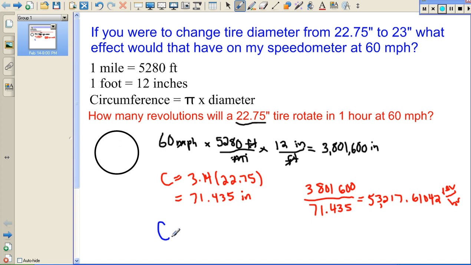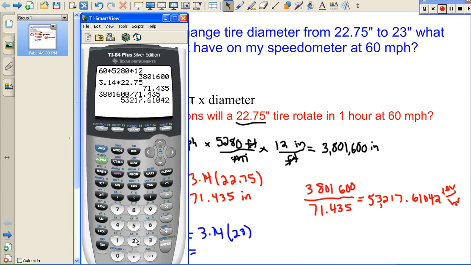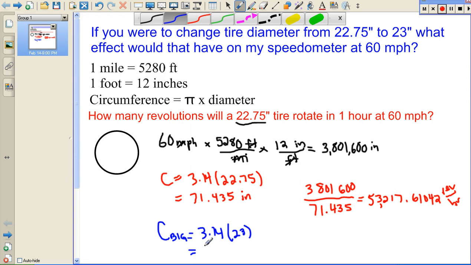So the circumference of the big tire, we'll just put C big, that's going to be 3.14 times 23. And that's going to be, well, let's calculate it. It's 72.22 inches.